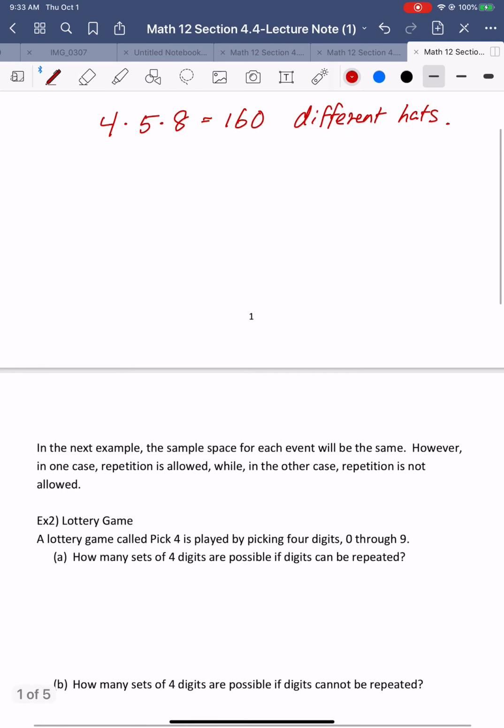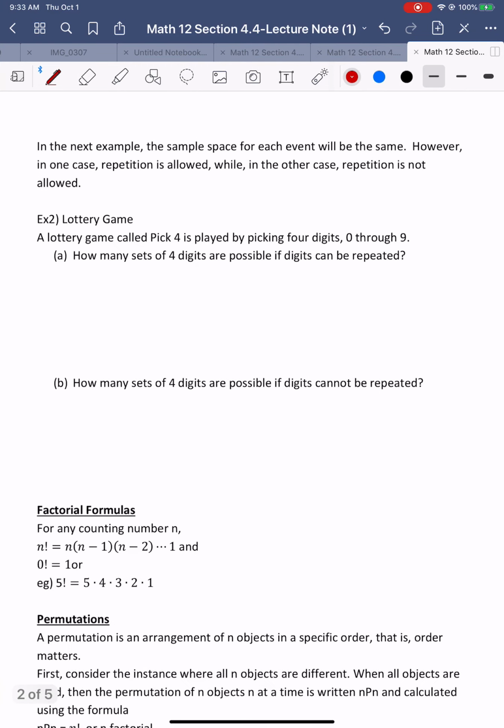Alright, let's look at the next page. In the next example, the sample space for each event will be the same. However, in one case repetition is allowed, while in the other case repetition is not allowed. Okay, so a lottery game called Pick 4. In a play you pick 4 digits from 0 to 9, which is 0, 1, 2, 3, 4, 5, 6, 7, 8, 9. So there are 10 digits. How many sets of the 4 digits are possible if the digits can be repeated? So you can use the same numbers again.